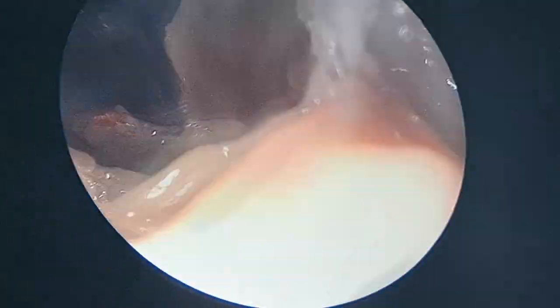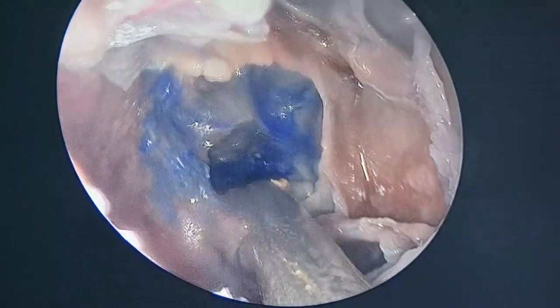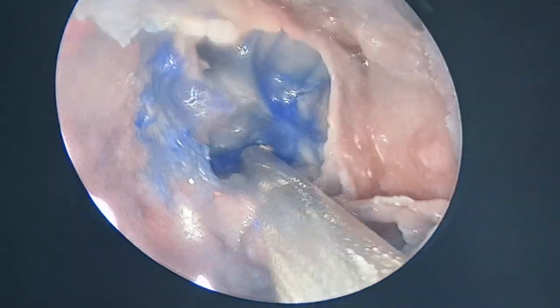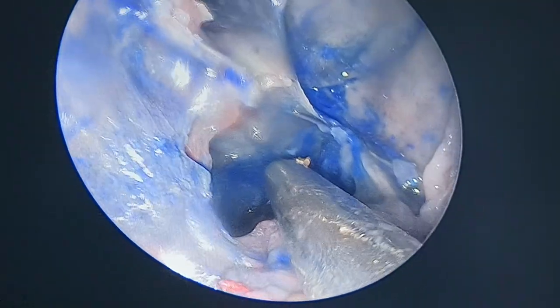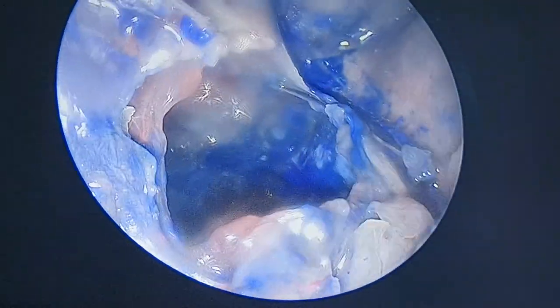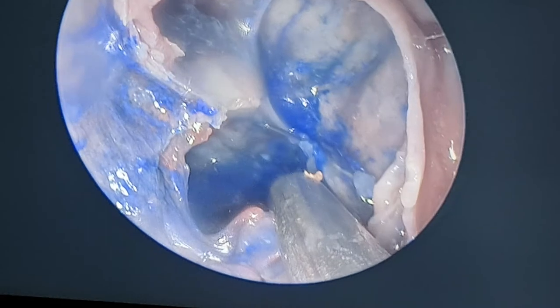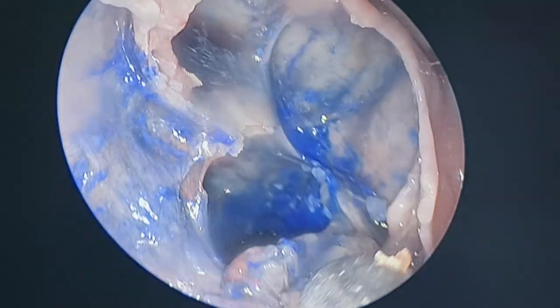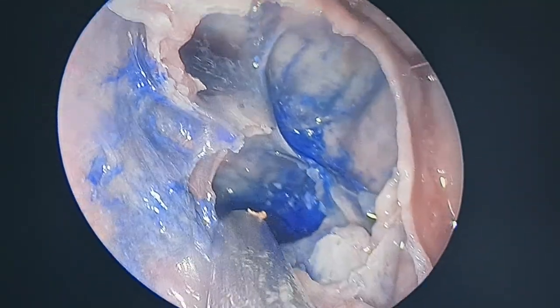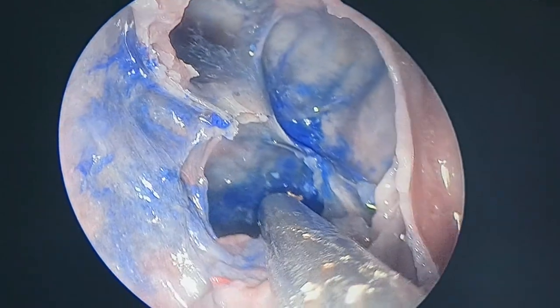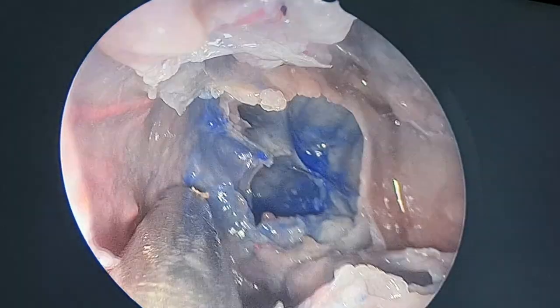Yes. To widen this sphenoid ostium, see here the wall was so thin I could fracture it with the periosteum elevator. If it is thick, you can use the sphenoid punch, the Stammberger punch, or the Kerrison punch, or you can use a microdrill. Whatever, if it is too thick sometimes. This is your nasal septum.